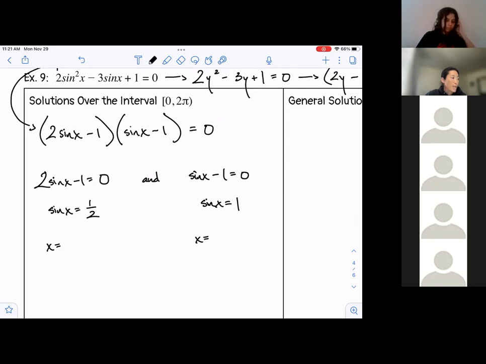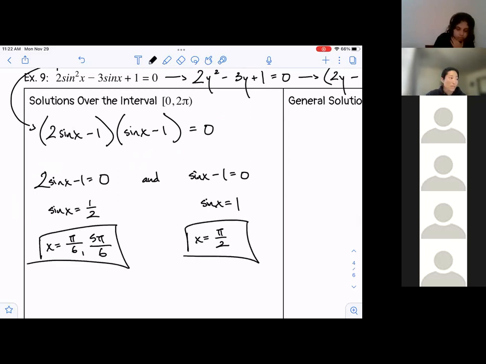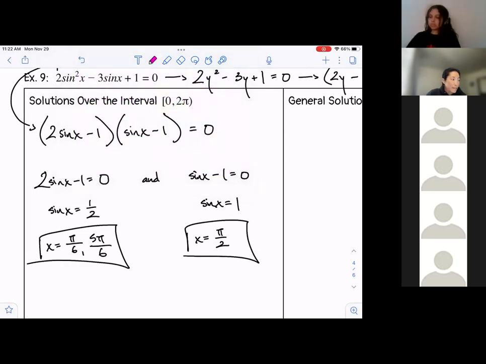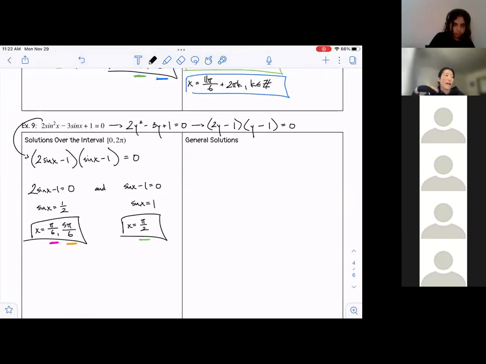So from your handy dandy unit circle, we should get pi over 6, 5 pi over 6, and pi over 2 for these as our solution. We have pi over 6, we have 5 pi over 6, we have pi over 2. If we sketch a quick picture, that will actually tell us how many separate general solutions we need to have.